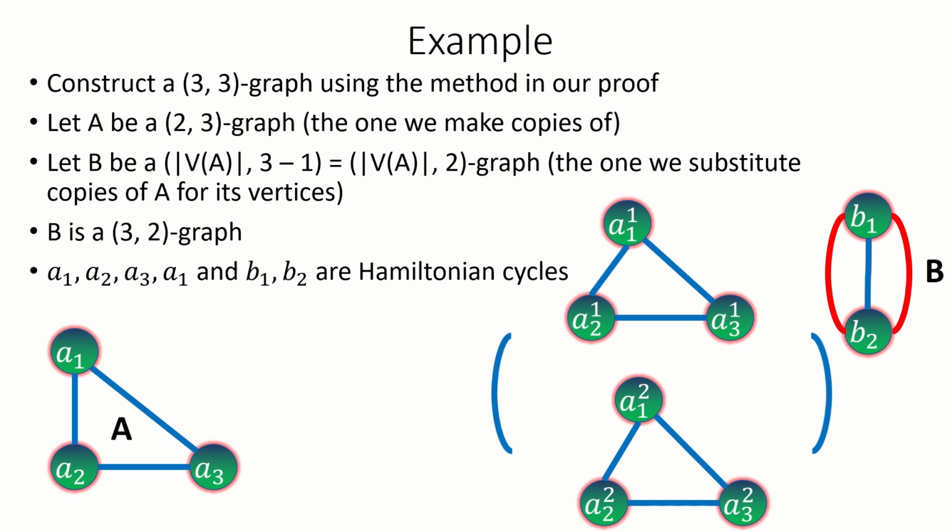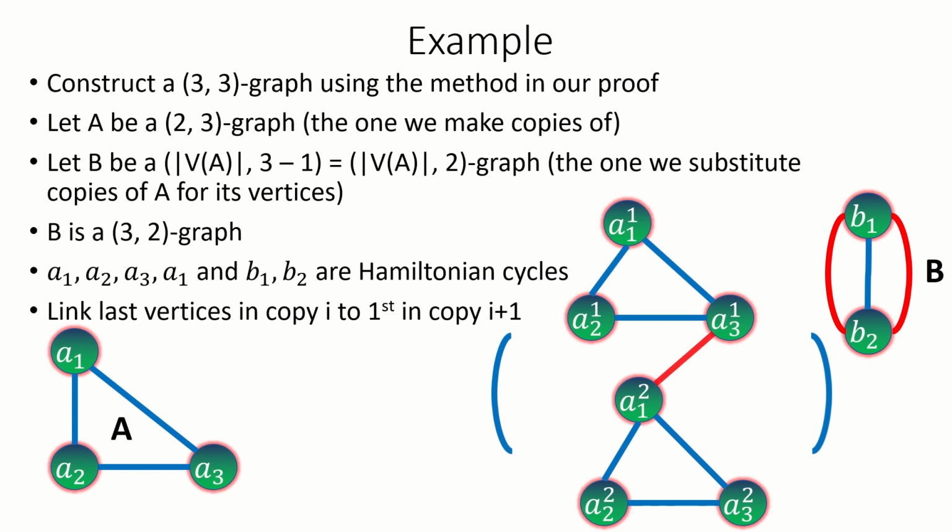Remembering our construction, what we want to do is start in the copy corresponding to the first vertex in graph B's Hamiltonian cycle, that's copy 1, and then take the last vertex in that copy's Hamiltonian cycle and link it to the first vertex in the next copy's Hamiltonian cycle. As our next step, our current copy is now copy 2, and we take the last vertex in its Hamiltonian cycle and link it to the first vertex in the next copy's Hamiltonian cycle, where the next copy is copy 1. This completes the cycle, so we're done with these types of edges.